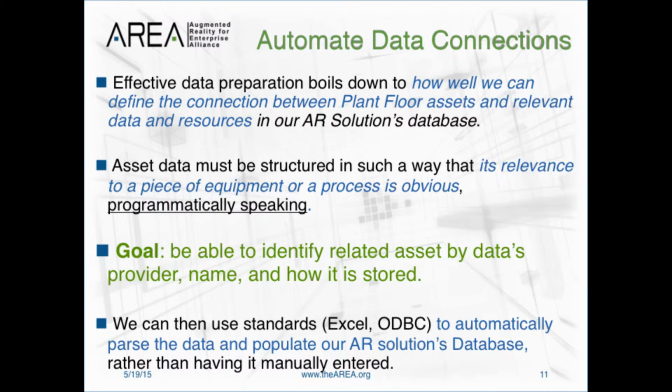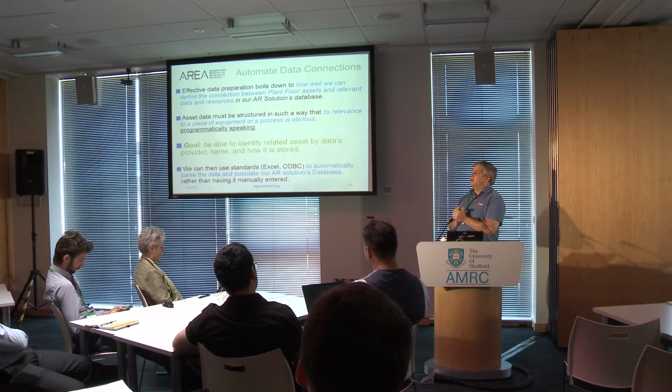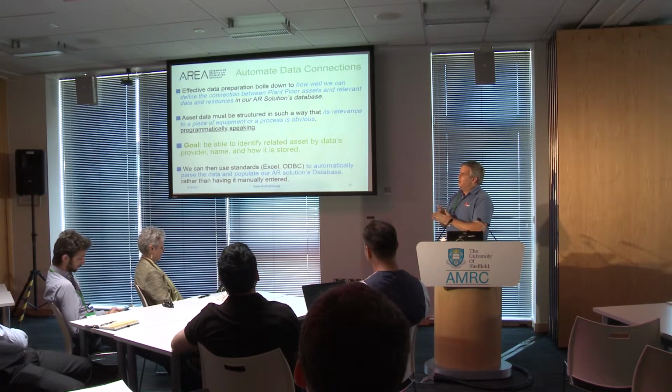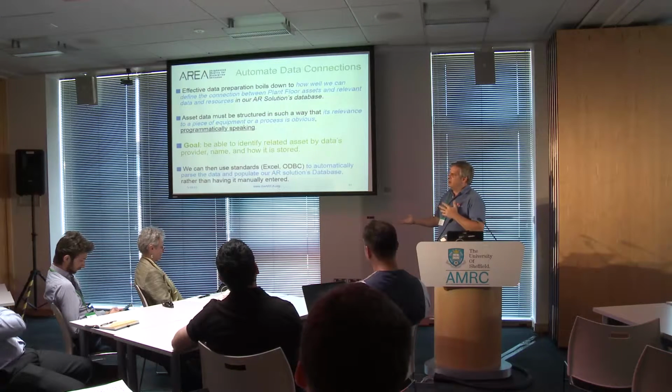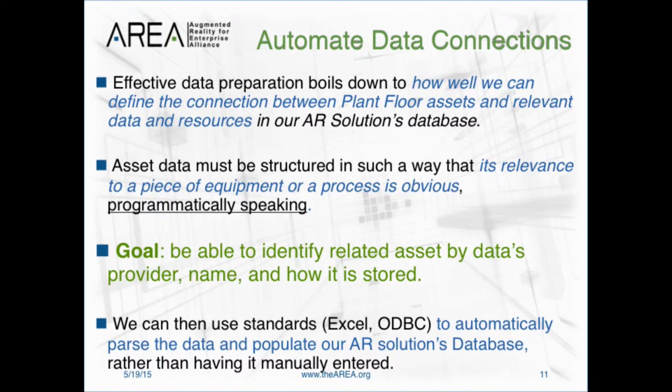So the goal is to be able to identify related assets by a data's provider, name, and how it's stored. I should be able to look at all that and say that goes to that pump exactly right there. If I can get to that, then my data is prepared. So typically we can use standards. I say Excel because everybody seems to know Excel, ODBC, which is database. These are not the only standards. If we have prepared data, we can use standards to automatically parse the data and populate our AR solution's database rather than have it manually entered. This is what Carl was saying about automating these data connections and scalability.